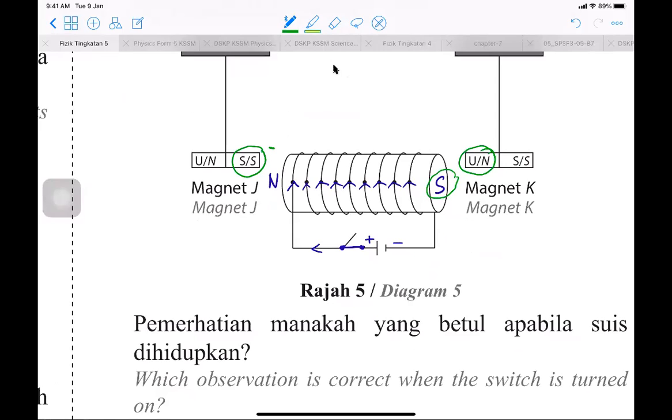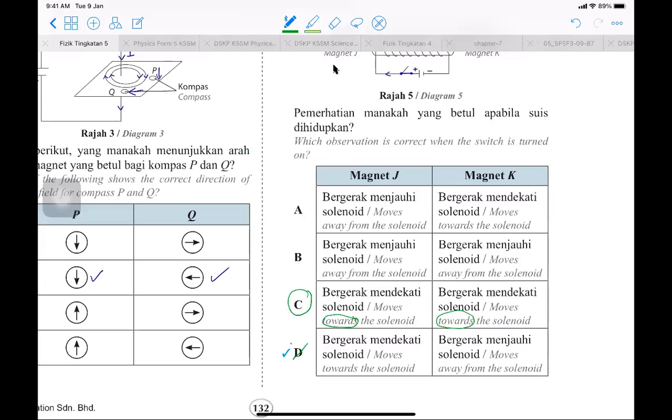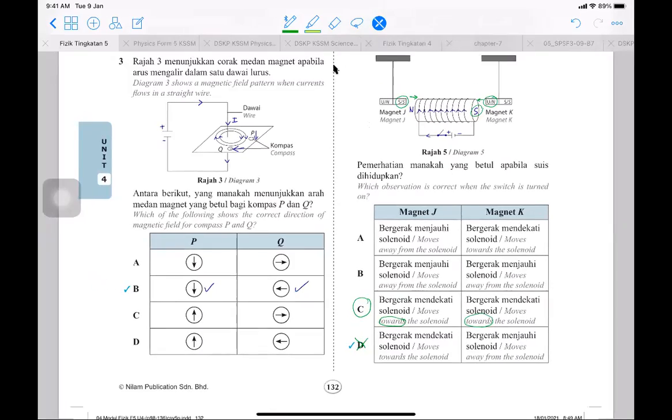And yeah, it should be attracted. This one also should be attracted to the solenoid. So answer is C. Okay, answer is C and not D. So that's why sometimes it is important for us to discuss the answer, especially yang objective tu lah, to verify whether the answers given in the book is correct or not. Right? So C. Jawapannya adalah C.